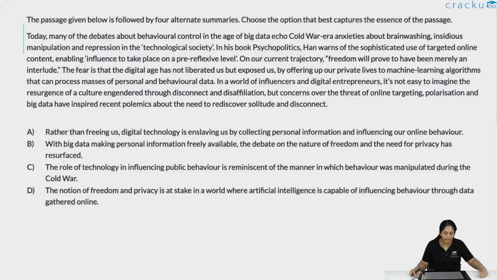He's not saying that this is the case, that freedom is going to be an interlude. The author is saying that there are a lot of debates around it. People are believing that as such, not that this is true. So A distorts what is given in the paragraph.